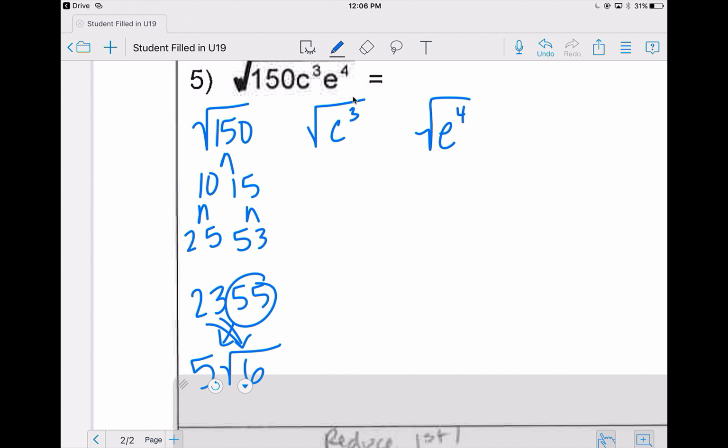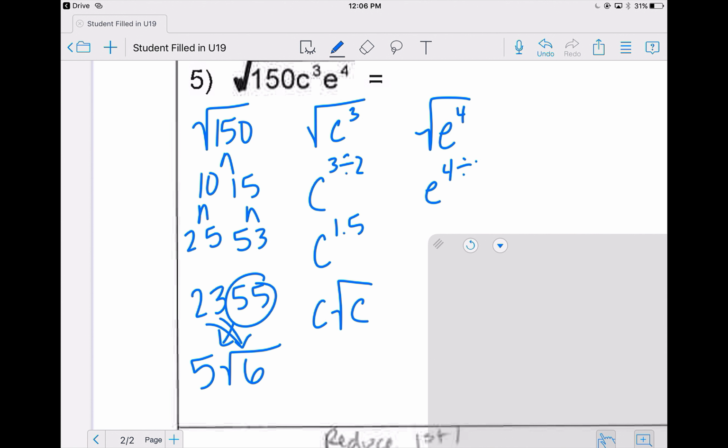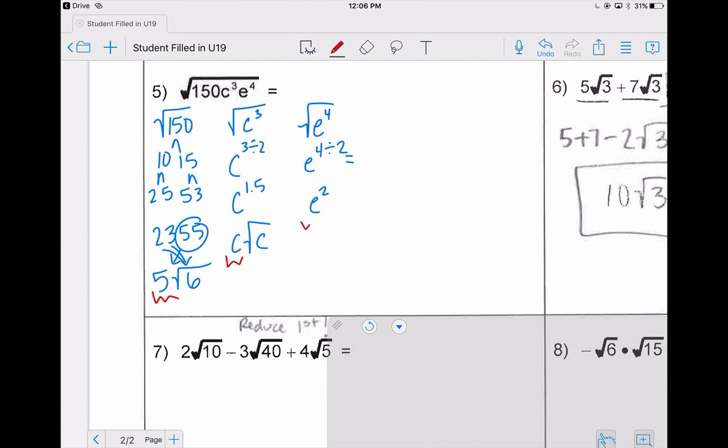With letters, you take your exponent divided by 2. So 3 divided by 2 is 1.5. So 1 goes outside. 0.5 means I have 1 that stays inside. And then E, 4 divided by 2 is 2. And they will both go outside nicely. So my final answer is a 5 outside, a c outside, and an e squared outside. And then inside the square root, I have a 6 and a c.